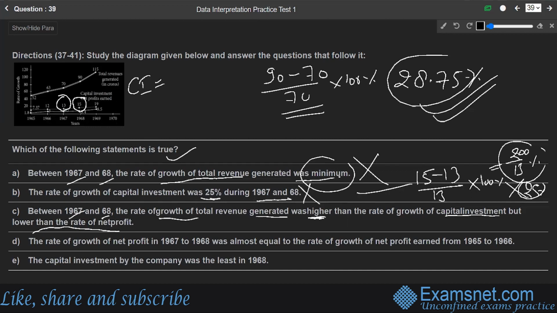Capital investment growth, that's what we are supposed to find out. So at 68, the capital investment is 15. We have already calculated this, I guess. Yes, 67 to 68, the rate of growth of capital investment we have already calculated. That was 200 by 13%.